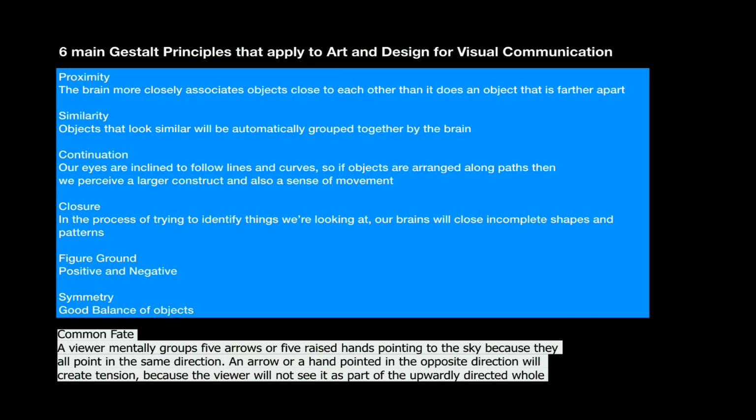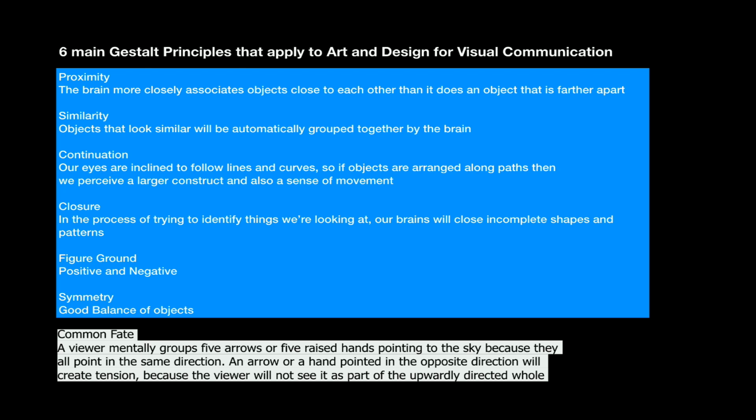So the next one is called closure. And we see this a lot in logo design, a lot in graphic design. In the process of trying to identify things we're looking at, our brains will close incomplete shapes and patterns. So we'll see some examples of this. Figure ground is essentially positive and negative shapes, and great examples of that.